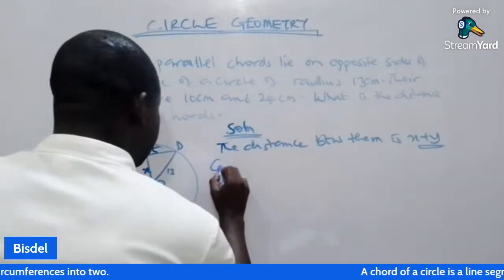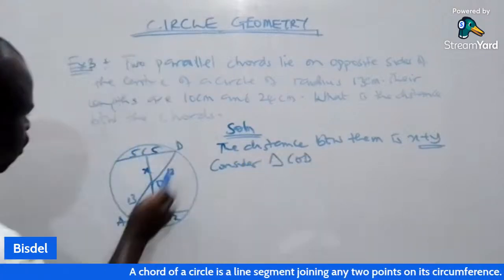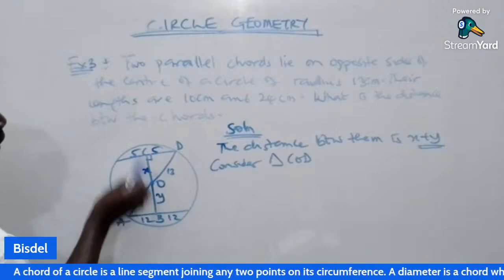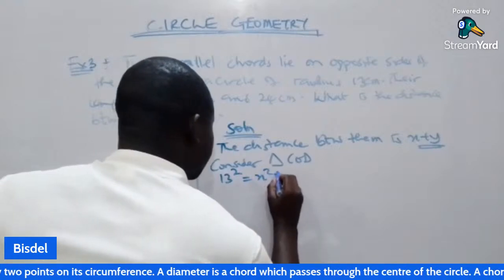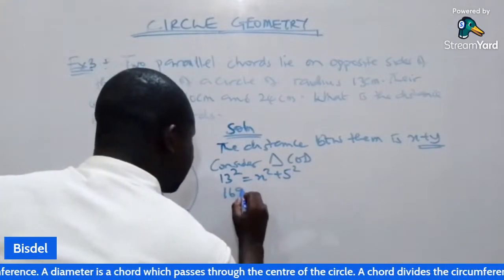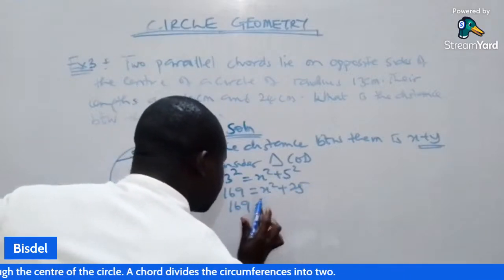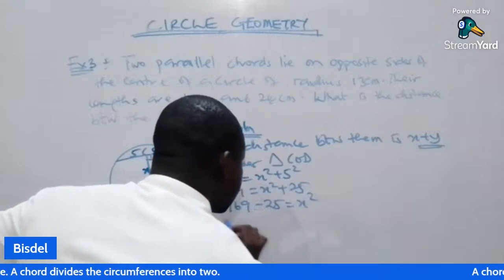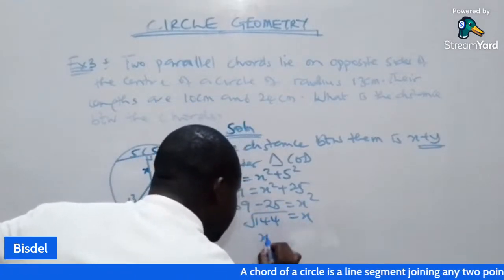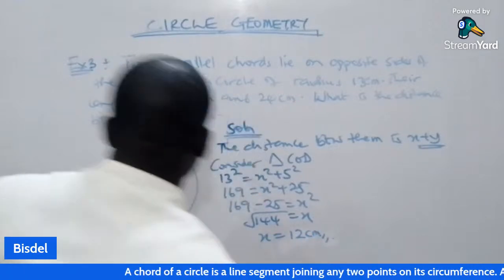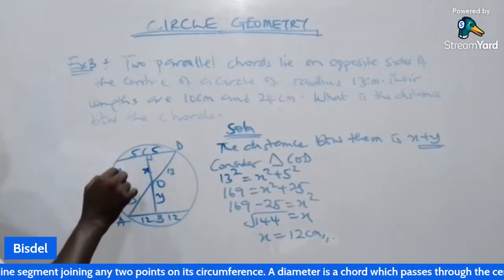So I will now consider triangle COD, that is the upper triangle here. So I know that 13 squared is equal to x squared plus 5 squared. So 169 is equal to x squared plus 25. 169 minus 25 is equal to x squared. So the square root of 144 is equal to x. So x is equal to 12 centimeters. So I've been able to get the distance from the center to the first chord.